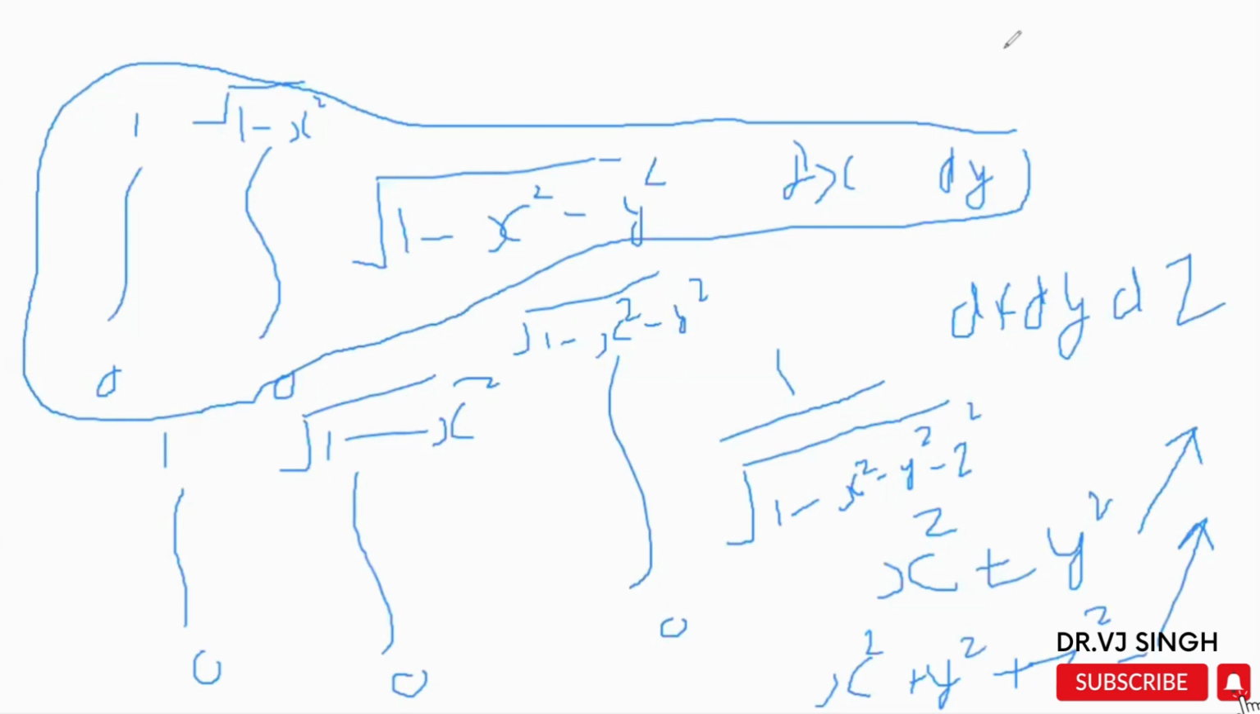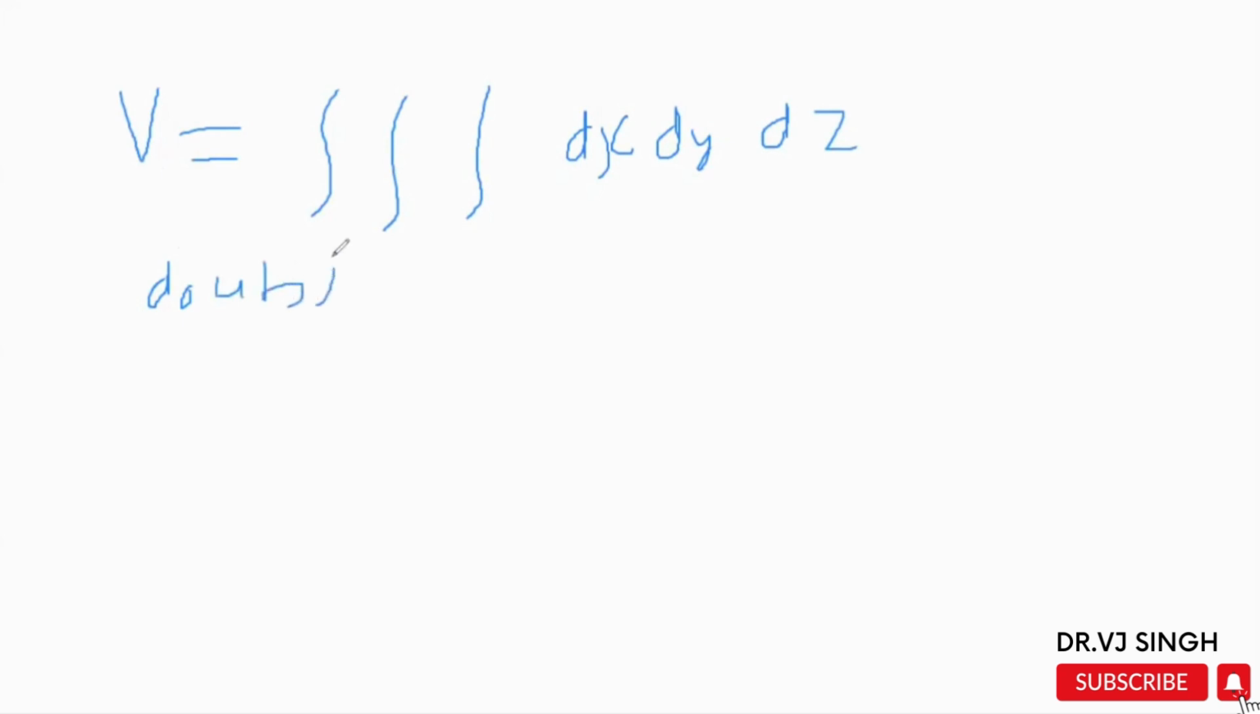Another question has been asked. Suppose otherwise the volume formula is a triple integration. This is the formula for volume, with dx, dy and dz. But sometimes the question is: find volume by double integration. Suppose like this. Okay? Then the formula of volume becomes the double integral method.